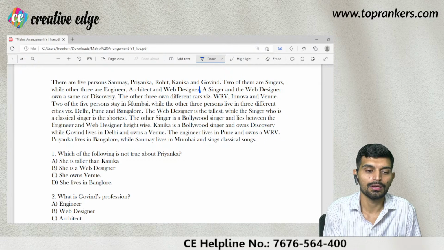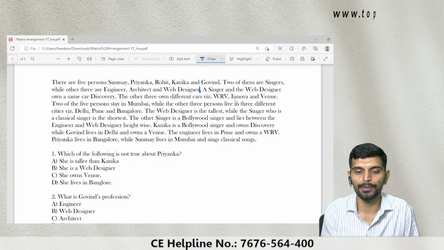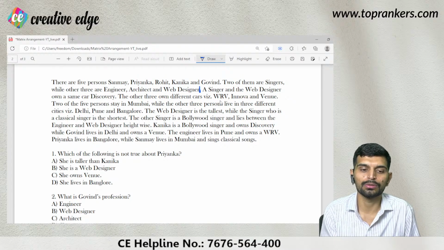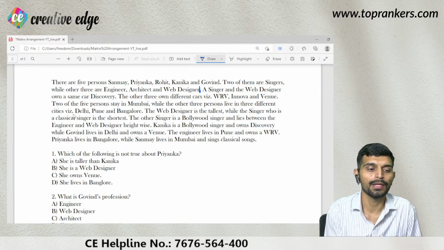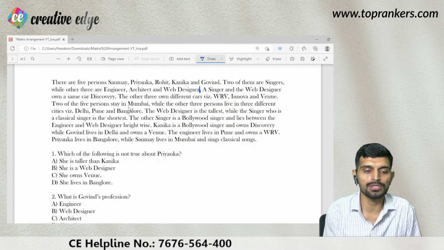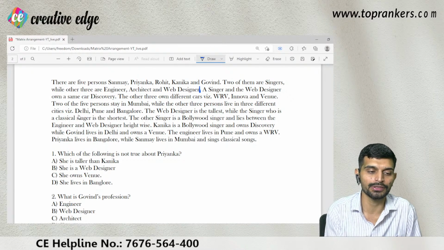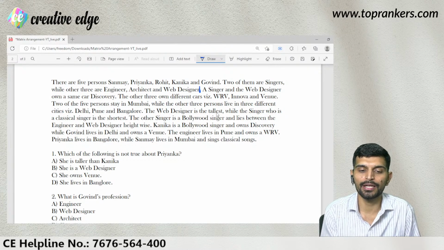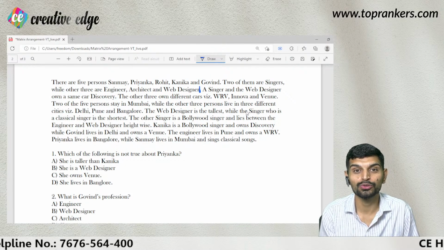Next, the other 3 own different cars: Viz, WRV, Innova and Venue. So 2 people have the same car and 3 people have different cars. Then 2 of the 5 persons stay in Mumbai while the other 3 persons live in 3 different cities, Delhi, Pune and Bangalore. The web designer is tallest. So how many parameters do we have now?